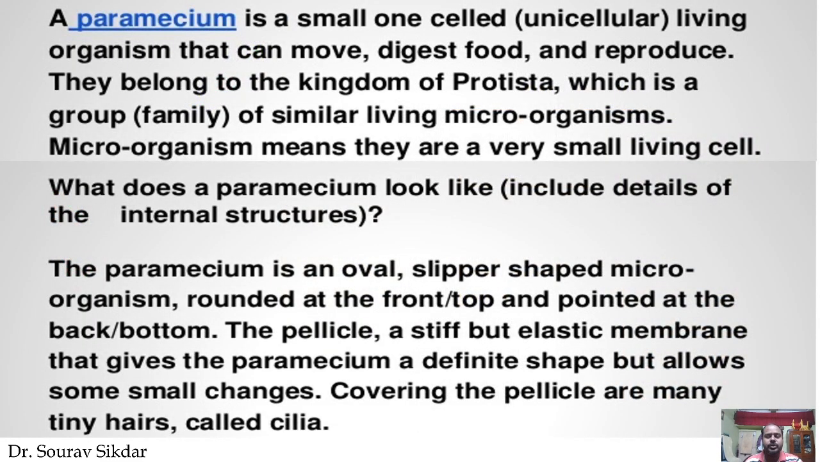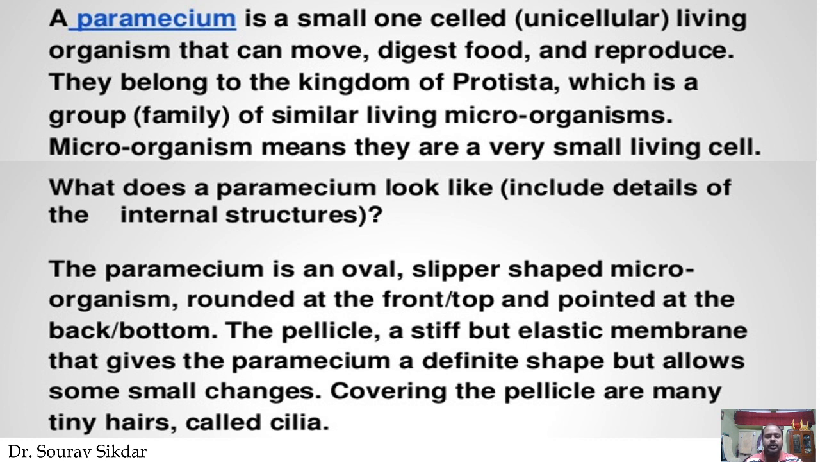Paramecium, as we know, is a very small microorganism, as it is under kingdom Protista and subkingdom Protozoa. And as it is under subkingdom Protozoa, you already know that Paramecium is unicellular, because like all protozoans, Paramecium is unicellular. That means they contain a single cell, but they are living.